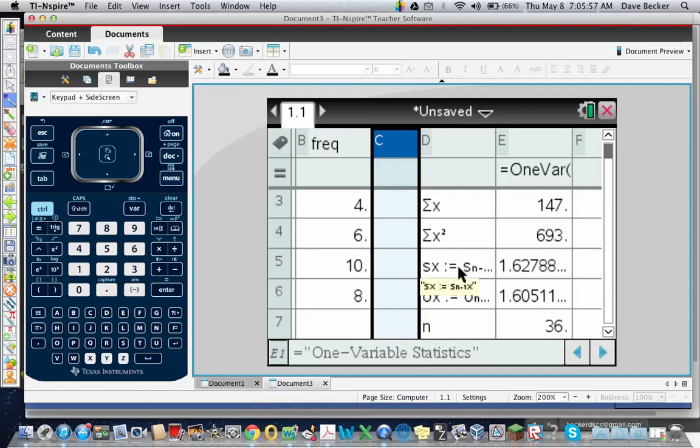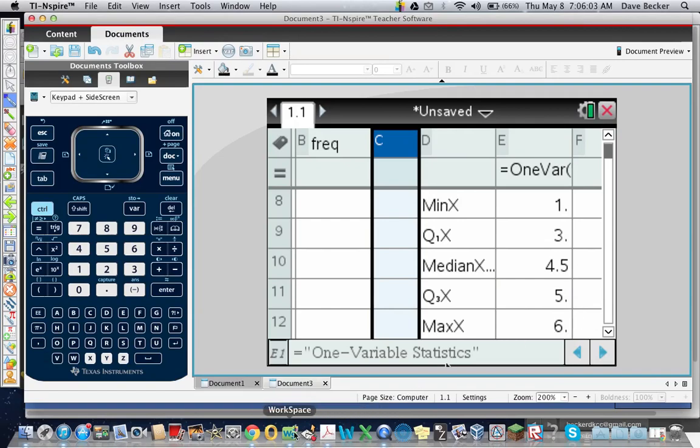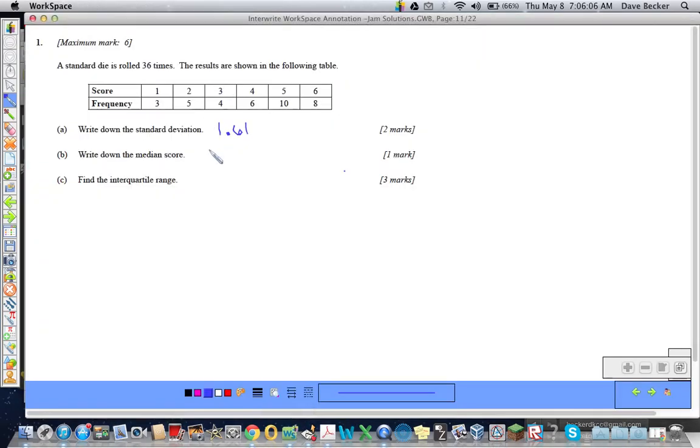Oh, I got to find the median. Where is the median? Scroll down. Median is 4.5. This might as well be wrapped up as a gift. Here, candidate, here's 6 points. Thank you very much. Interquartile range is equal to Q3 minus Q1.